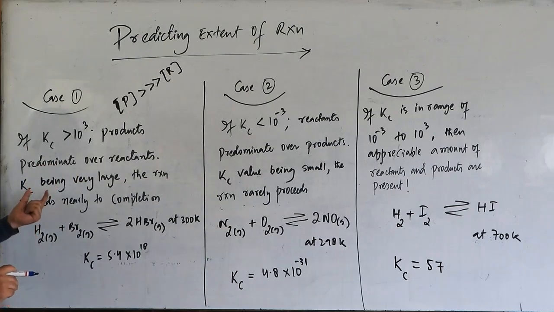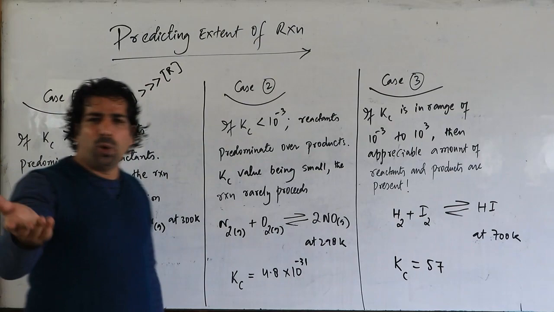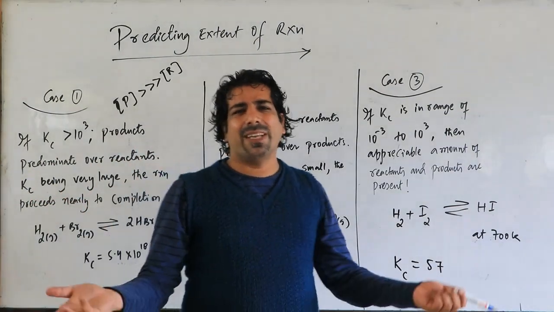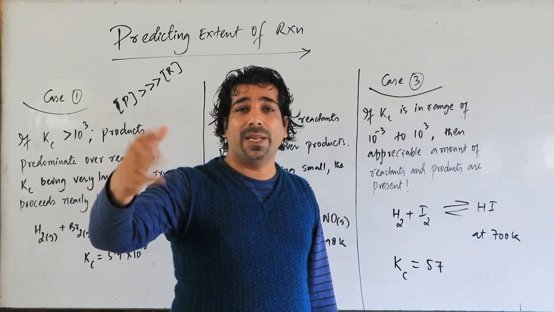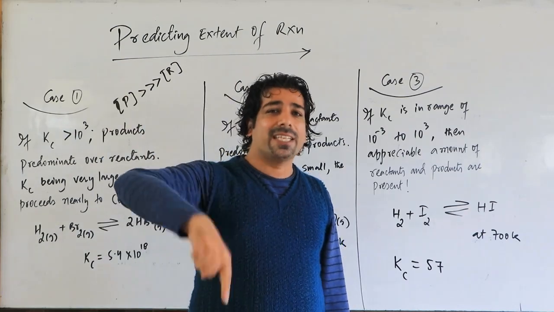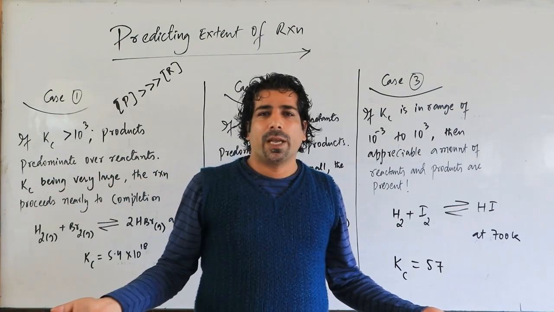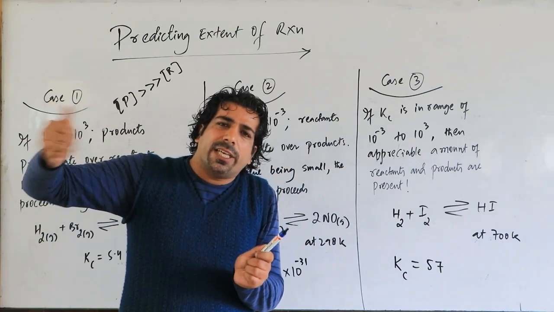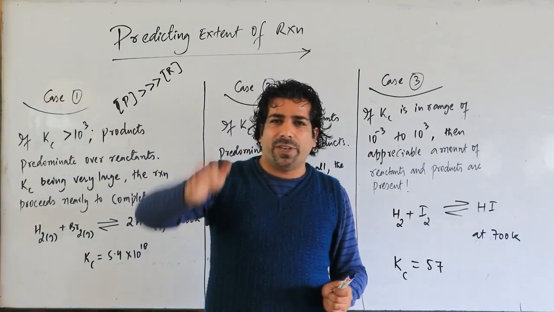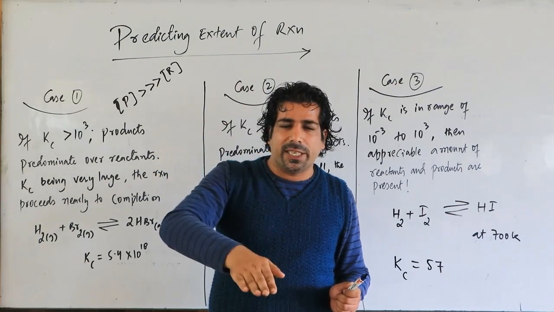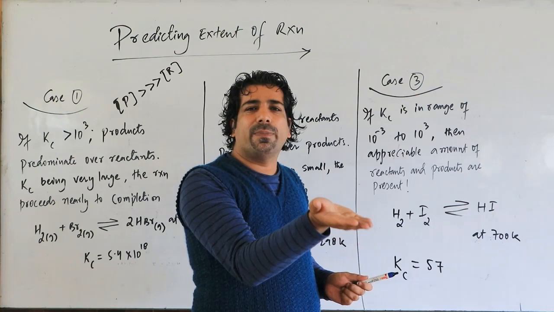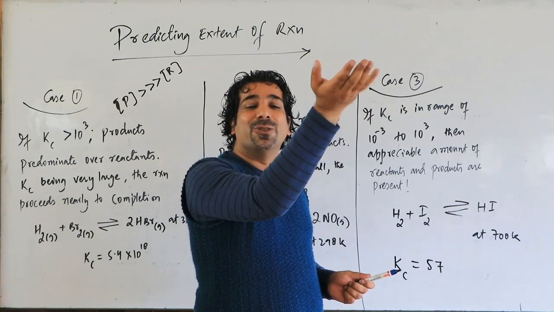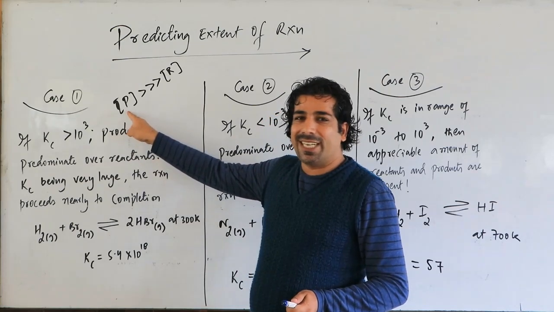So we know that the Kc value is greater than 10^3. That means it's a very large value. The reaction proceeds nearly to completion. When products are very large, it's a simple thing that the reaction has taken place to a large extent, because when reactants change into products, the chemical reaction takes place. When more and more reactants are changing into products, the concentration of reactants will keep on decreasing and the concentration of products will keep on increasing. So now we have a large number of products as compared to reactants.